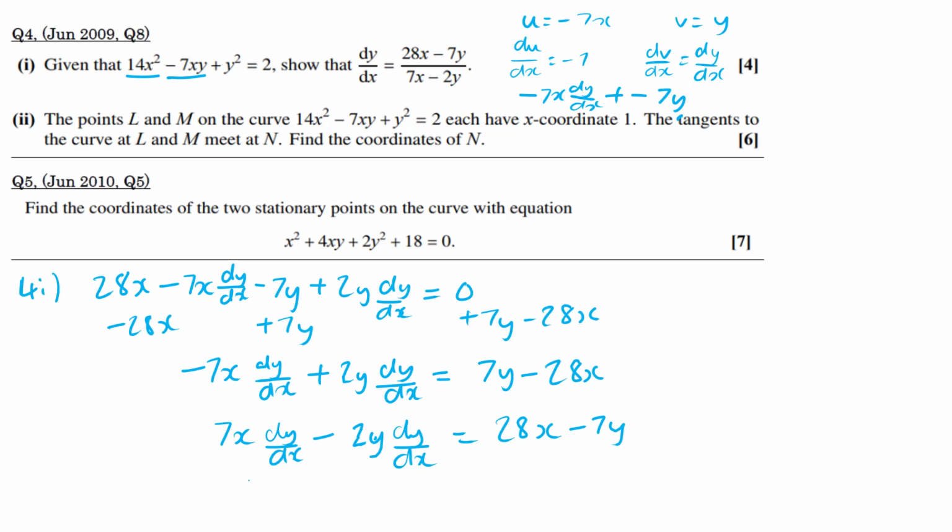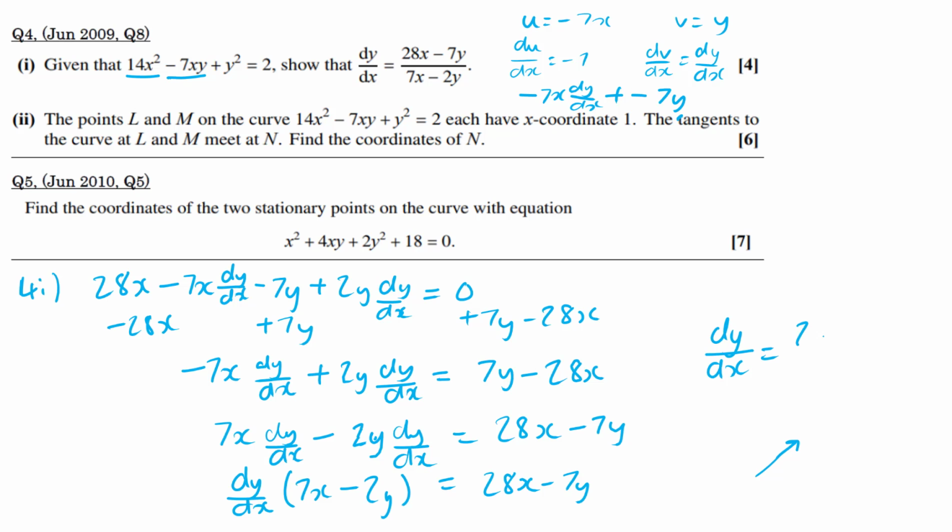Now if we take this dy/dx out of the bracket, you can see this is going to work now. dy/dx times 7x minus 2y equals 28x minus 7y. And we can divide out by the 7x minus 2y now. So we're going to get dy/dx here equals 28x minus 7y divided by 7x minus 2y, and we're done.